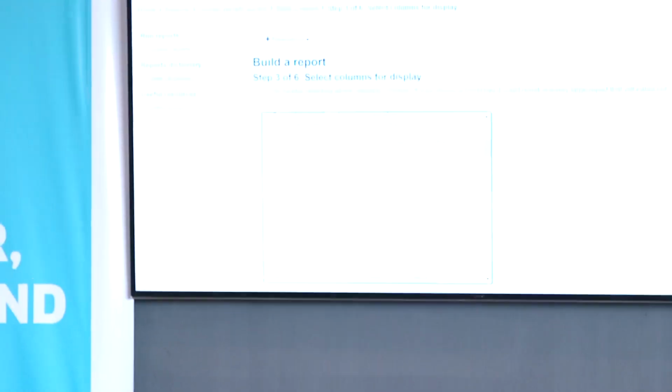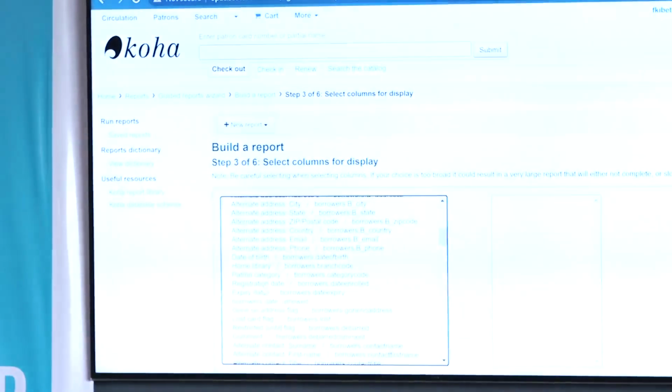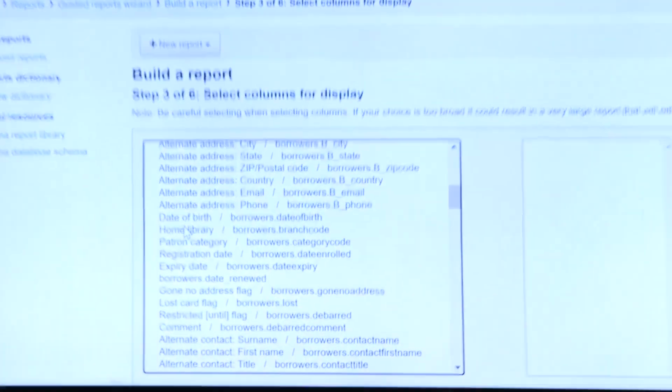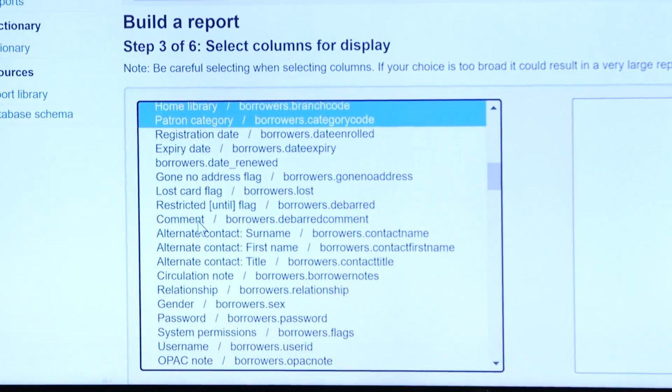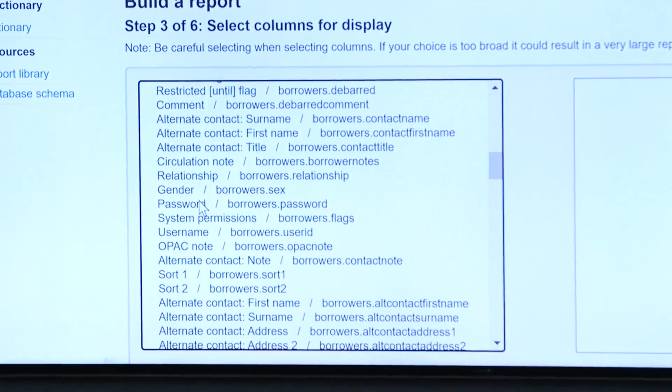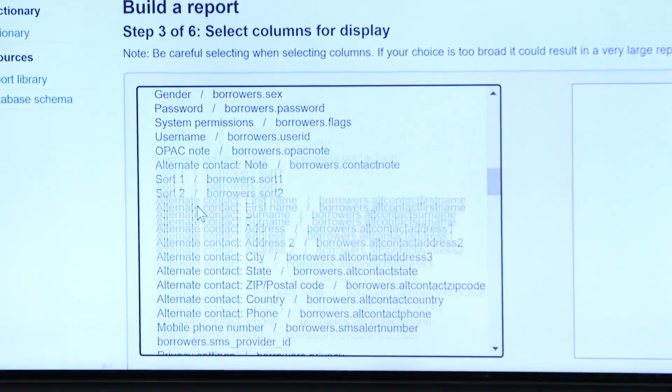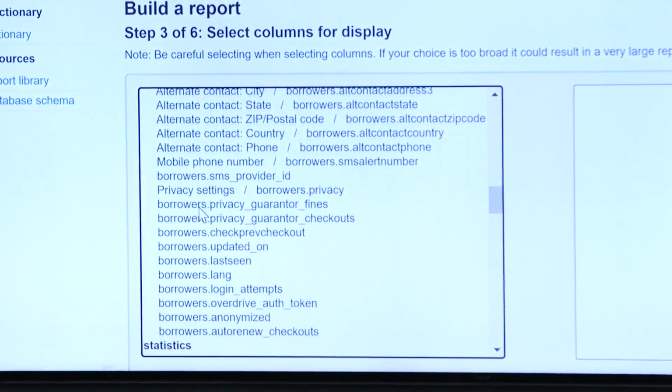Then you can scroll down. Home library, patron category. Then you go down. Because we want to know how the books are circulating, so we want to build a report here.